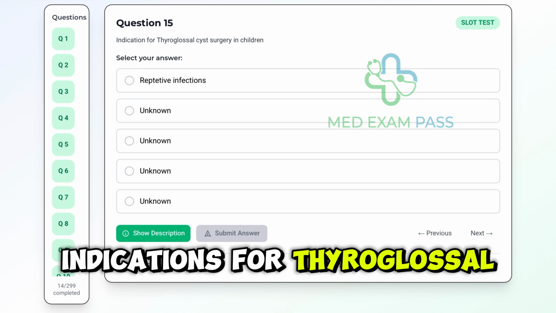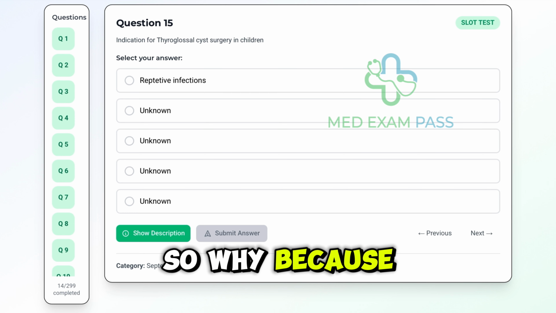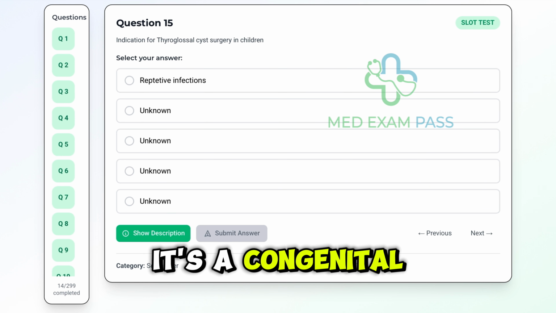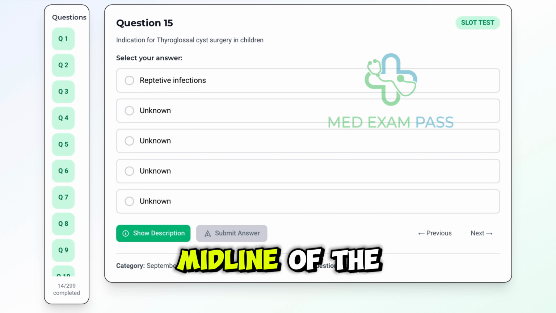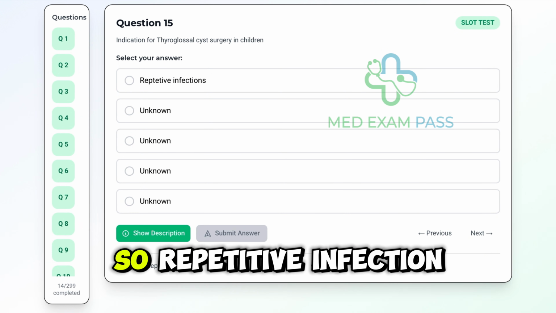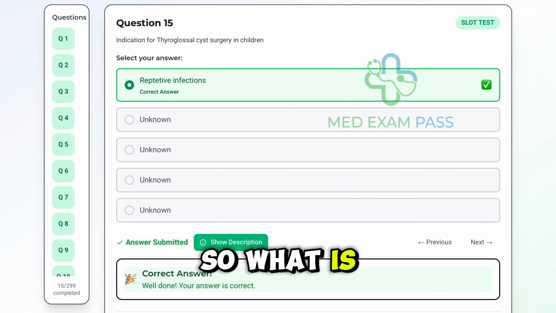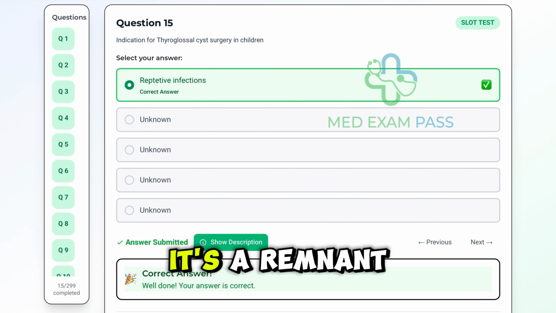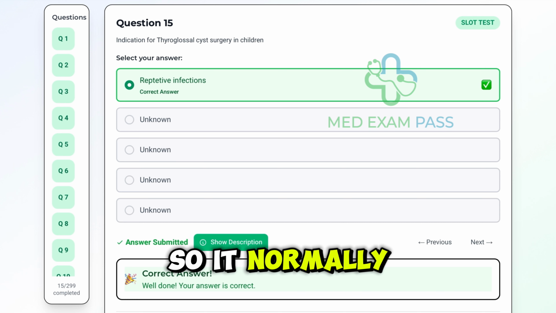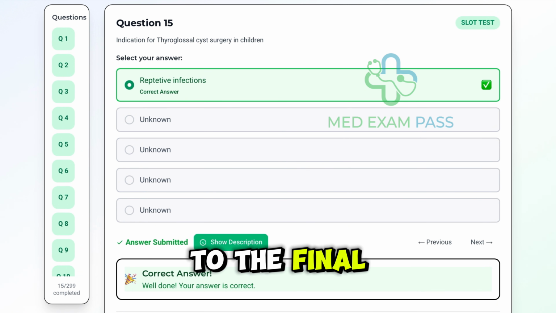Indications for thyroglossal cyst surgery in children. Why? Because it is a congenital defect, in the midline of the neck, commonly seen in children. It arises from the remnants of the thyroglossal duct. Repetitive infection is the most common indication. The thyroglossal cyst is the most common congenital midline neck mass. It is a remnant of the thyroglossal duct, which during fetal development of the thyroid gland descends from the foramen cecum at the base of the tongue to its final position in the lower neck.